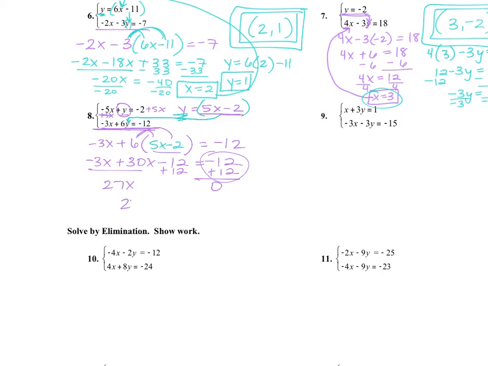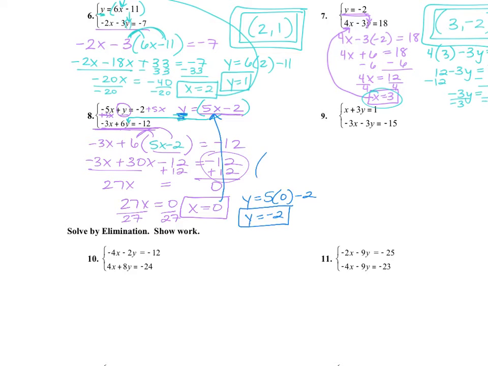So we get 27x equals 0. Well, we can divide by 27, and we get x equals 0. So x is 0. And then you can come back up. I like to go back to the one that I made here just because y is isolated then. So plug it into there. y equals 5 times 0 minus 2. So y is -2, which means our answer is 0, -2.